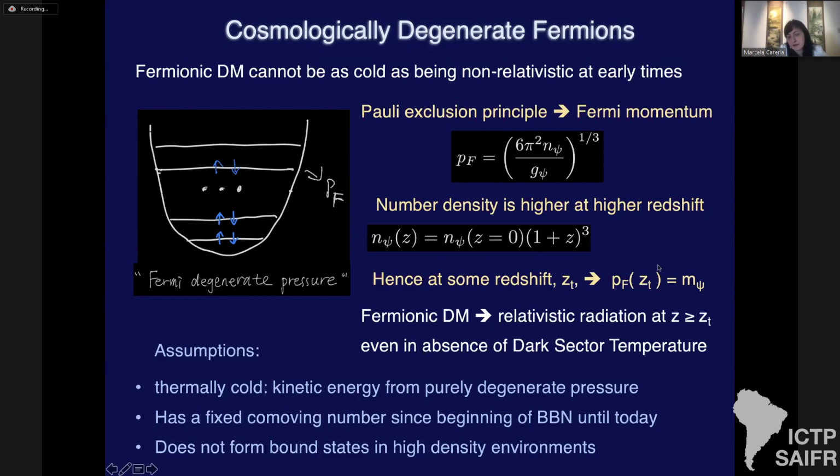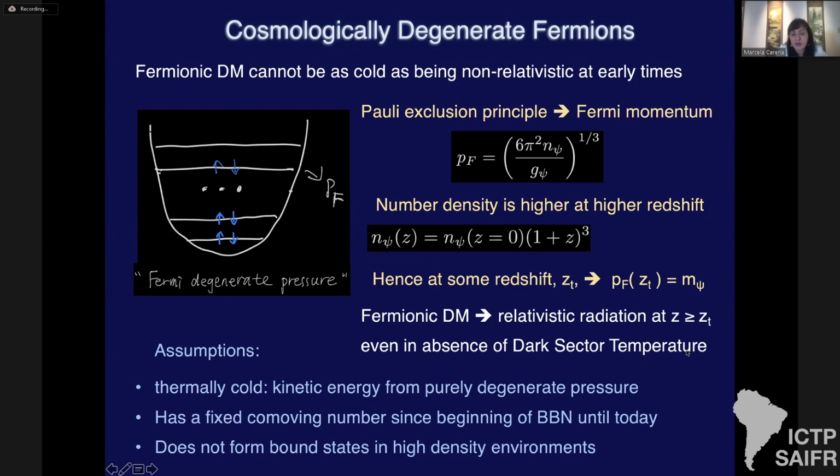This is a back of the envelope calculation, but one can do a very careful calculation, considering the actual momentum distribution of a fermion, and one can obtain that a Fermi momentum of order m psi, defining this relativistic boundary, is a good estimate. So what this means is that fermionic dark matter, which becomes relativistic at any redshift larger than this CT, can be relativistic even in the absence of a certain temperature.